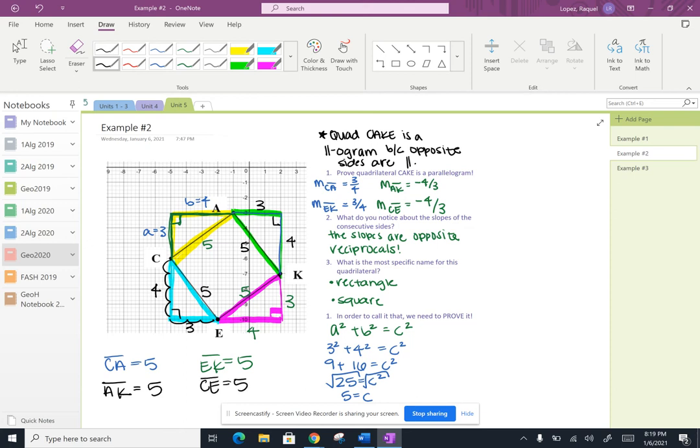Okay, so now not only do I know that this shape has all right angles, but I know that all the sides are congruent, which means that this is not a rectangle, this is a square. That's the most specific name for this quadrilateral.